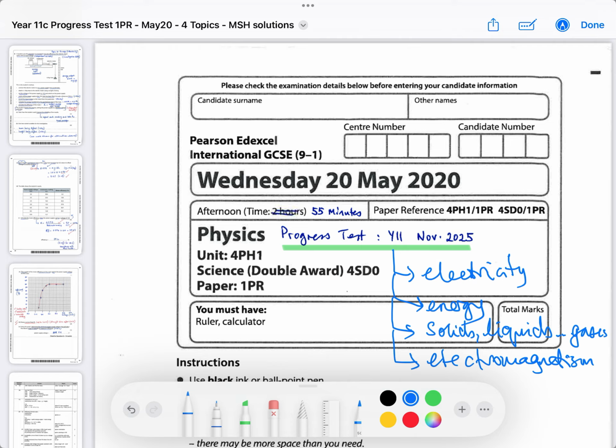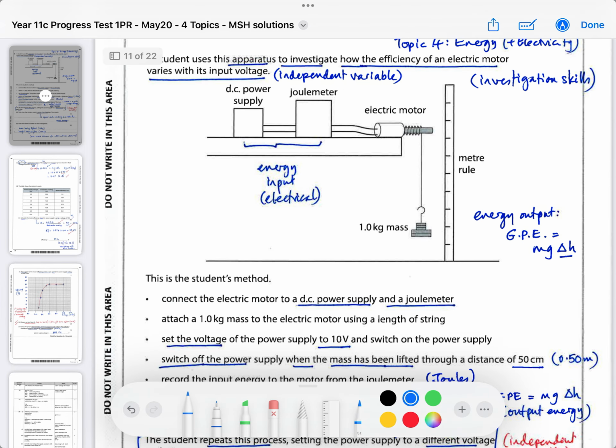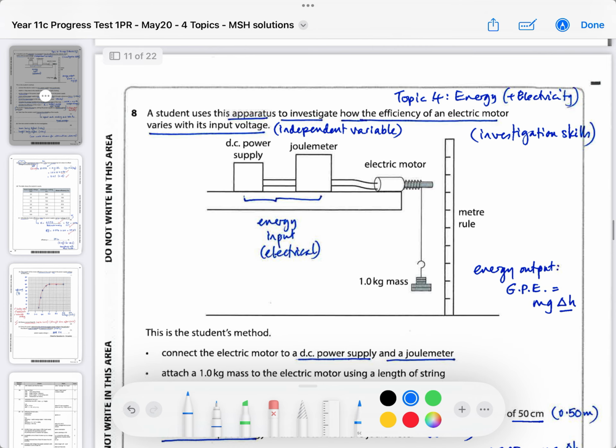Okay, so we went through 3 questions in part 1. And here is part 2, starting with a question again on the energy topic. The energy topic also, because it contains an electric motor, kind of touches on electricity as well as the internal workings of an electric motor you've studied in electromagnetism. Okay, so I'll use my highlighter in green.